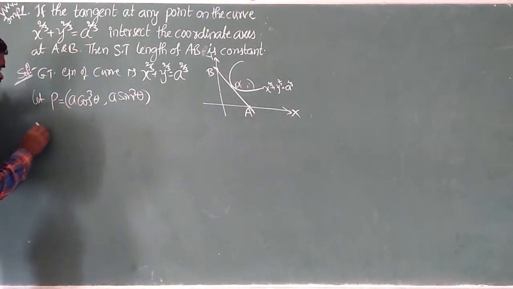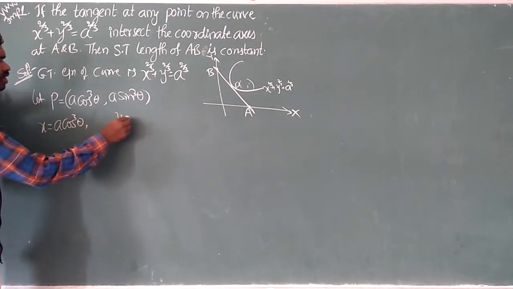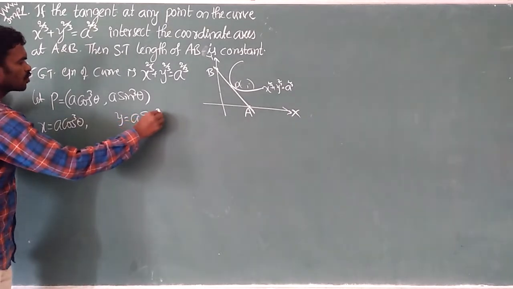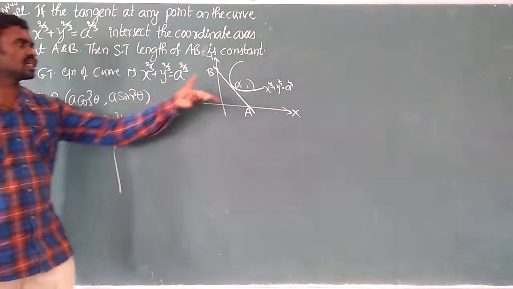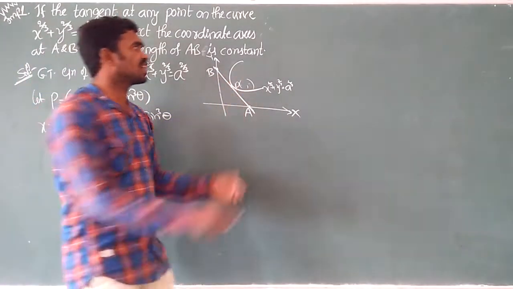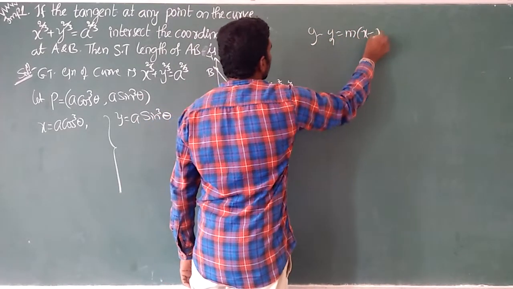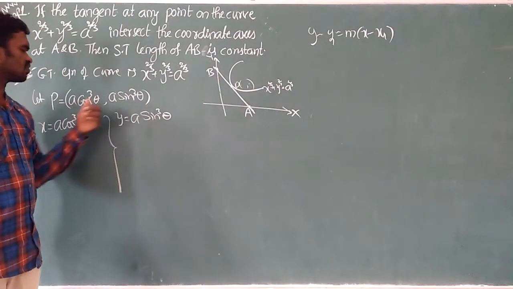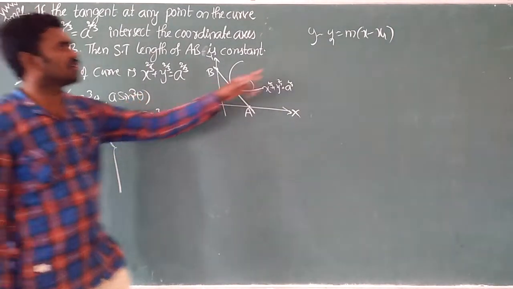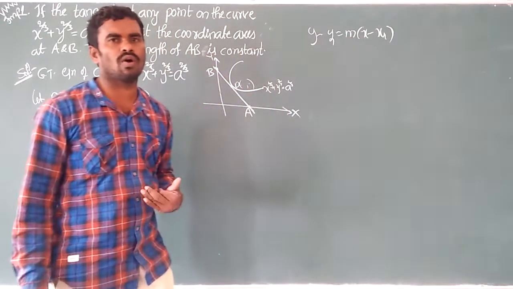In this, what is x? So x is equal to a cos cube theta, comma y equal to a sin cube theta. We should find the tangent equation. What is the tangent equation? y minus y1 equal to m into (x minus x1). So here we know x1 is this one, y1 is this one. The point we know. Do you know the slope m? We don't know. Then how?